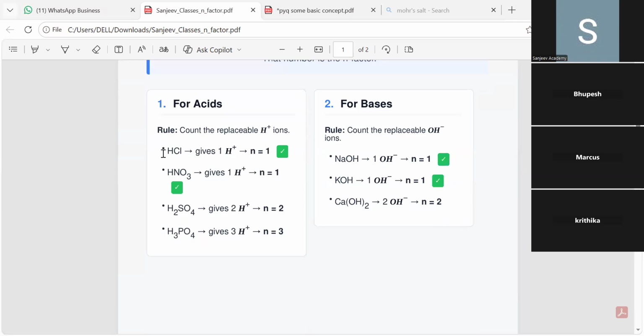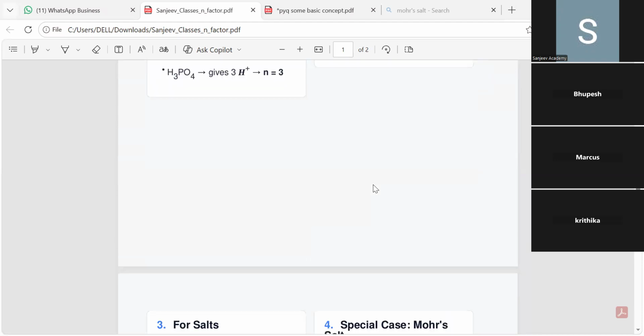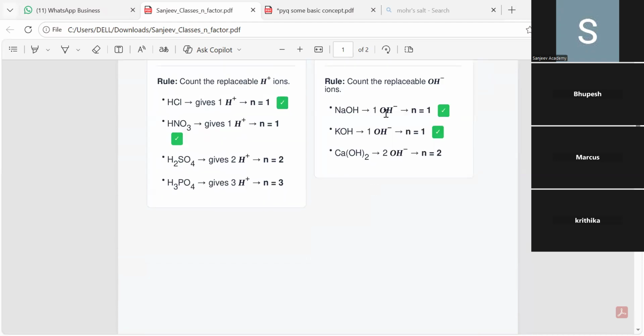Acid is very easy. 1 H plus, n is equal to 1. 2 H plus, n is equal to 2. 3 H plus, n is equal to 3. For base also same thing. NaOH, 1 OH minus, n is equal to 1. KOH, again 1 OH minus. Here 2 OH minus, n is equal to 2. That's all.